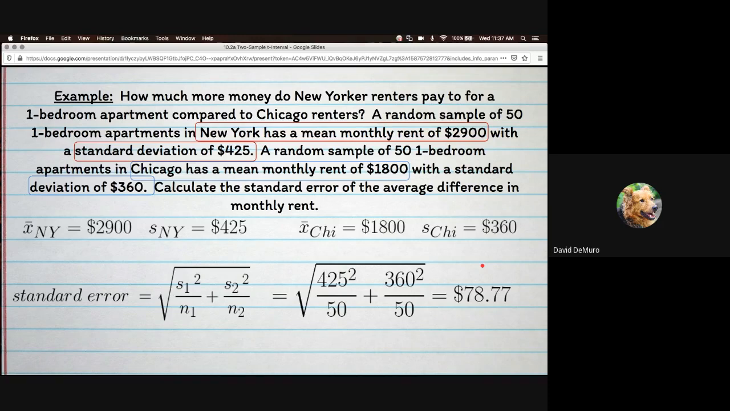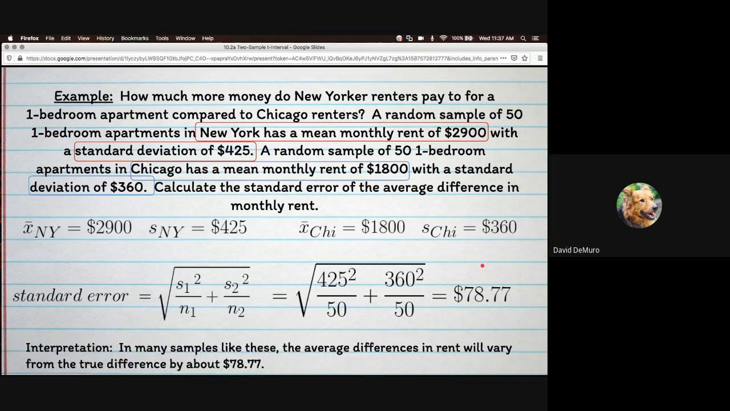or $78.77. Now, that does not mean that that's the estimated difference in rent. That is how much our differences will vary. So to interpret this, I might say something like, in many samples like these, the average differences in rent will vary from the true difference by about 78.77. So if we took another sample of 50 from each city, we might see that our differences found on average would deviate by about 78.77.